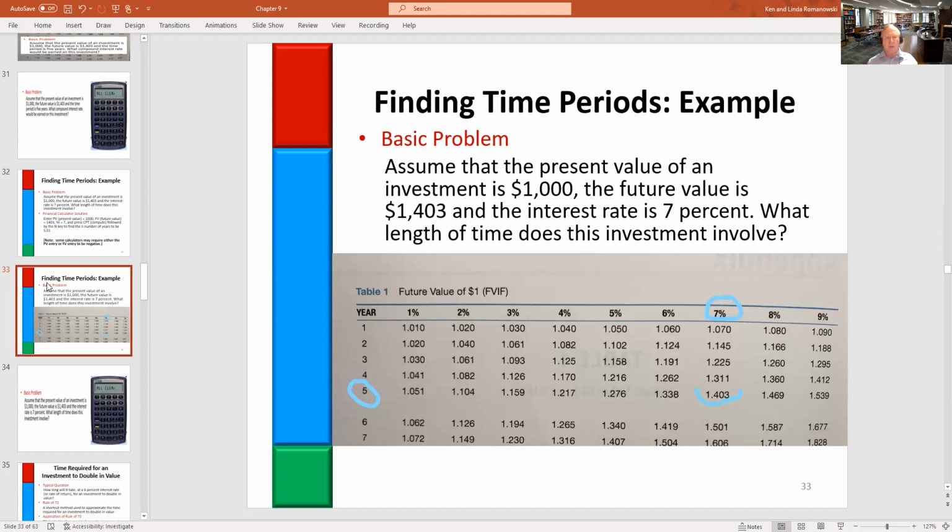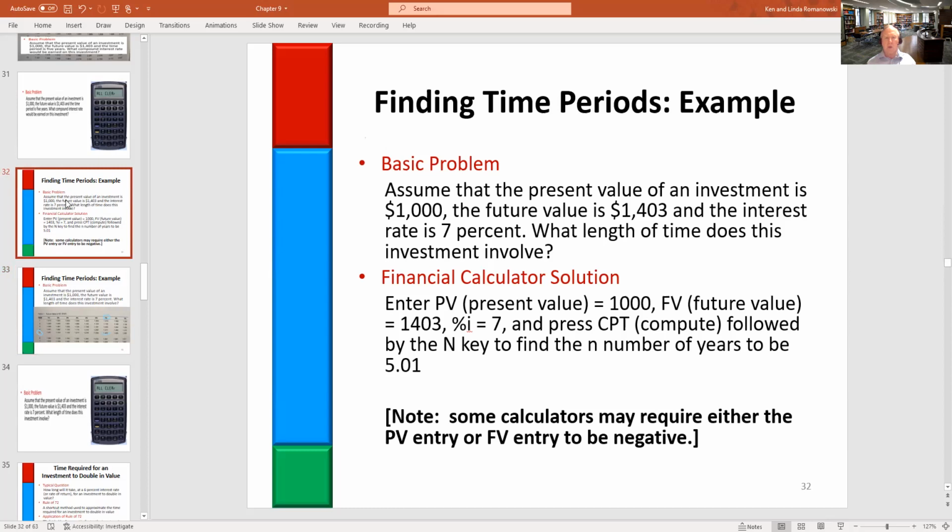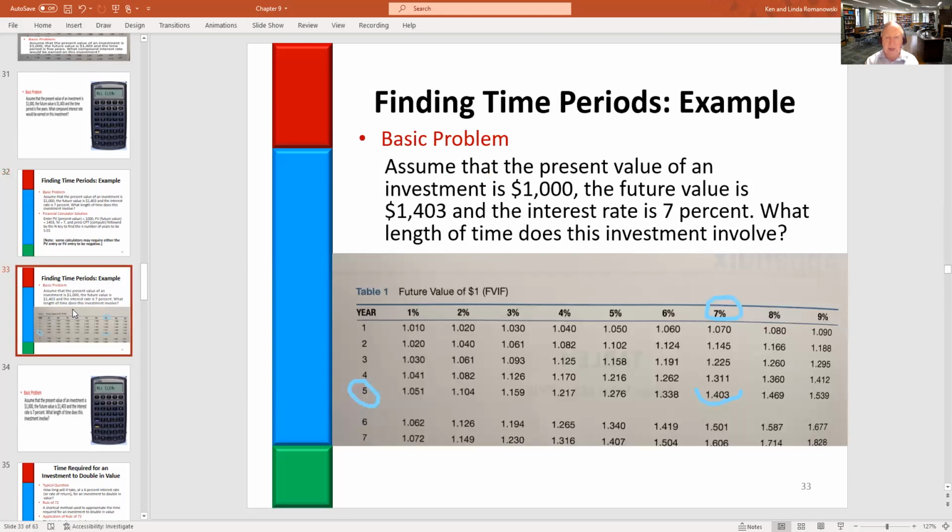All right, so let's now look at, we're trying to determine here what the length of time is that this investment did. So we saw from up here using the financial calculator, and I'll show you another example of that in a moment, the answer we should get is 5 years. So we can get that also by using the future value table at the back of the book. Interest rate is 7%. We know that the present value is $1,000. The future value is 1403.